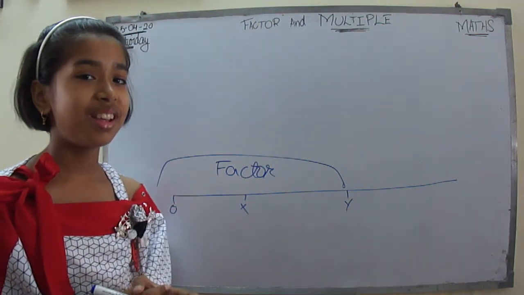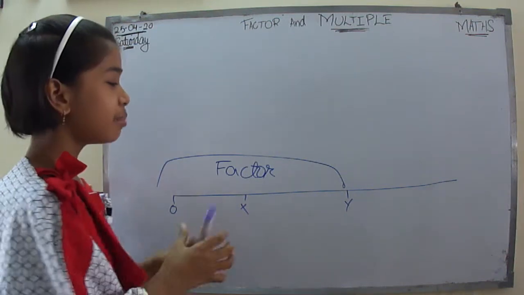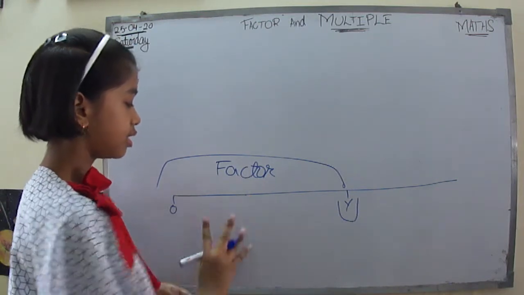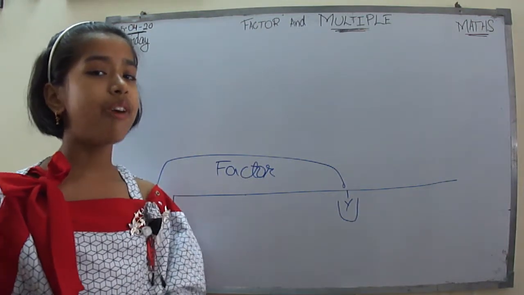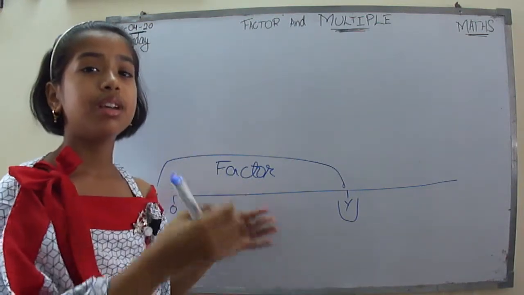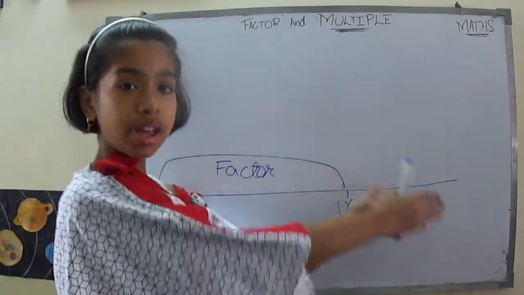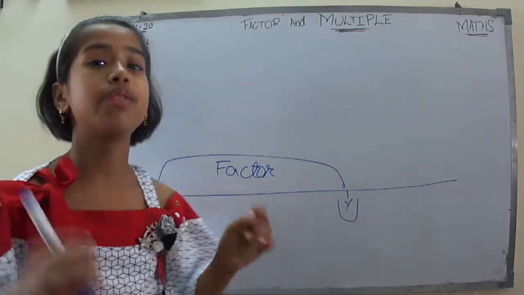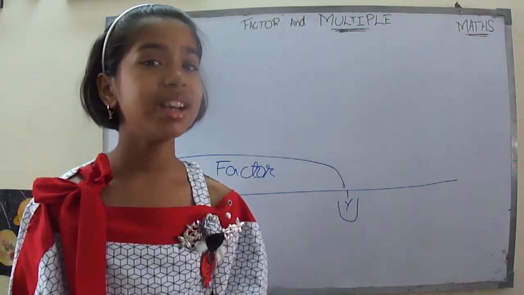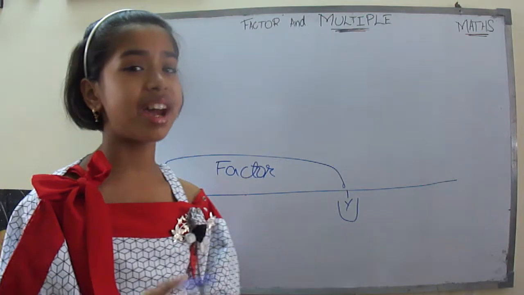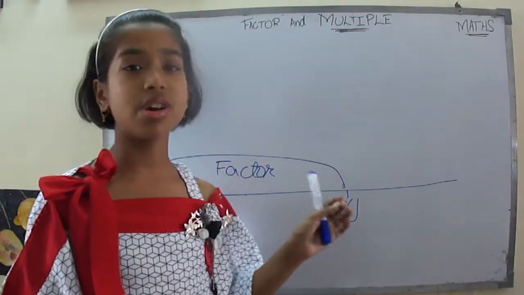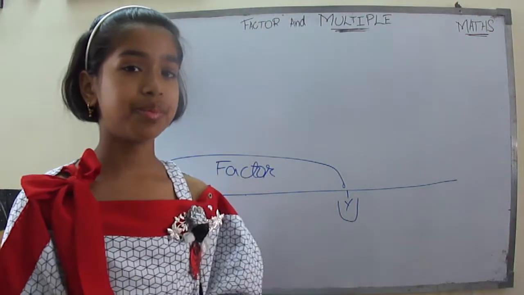Do you understand that? Let me explain again. Take a number Y here, and let's forget this number also. So the factor of Y lies on which side? Here or here? Here, of course, because the factor is always smaller than the number, and the multiple is always bigger than that number, or it could be equal, and the factor can also be equal to that number.